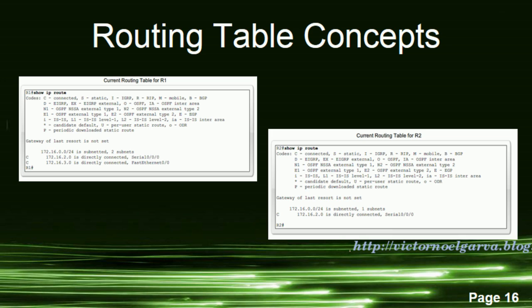A routing table is a data structure used to store routing information acquired from different sources. The main purpose of a routing table is to provide the router with paths to different destination networks. The routing table consists of a list of known network addresses, that is, those addresses that are directly connected, configured statically, and learned dynamically. R1 and R2 only have routes for directly connected networks.